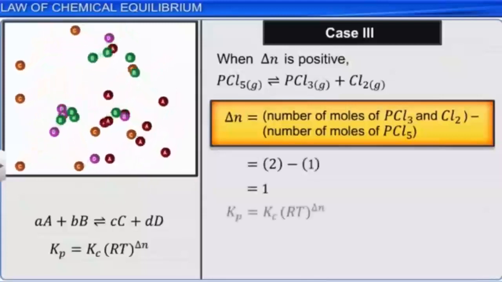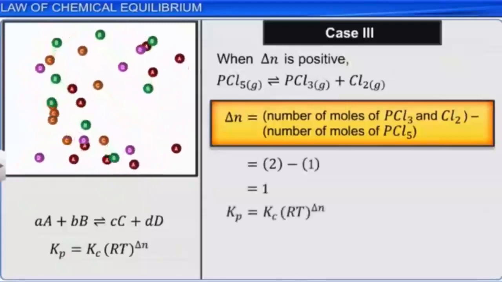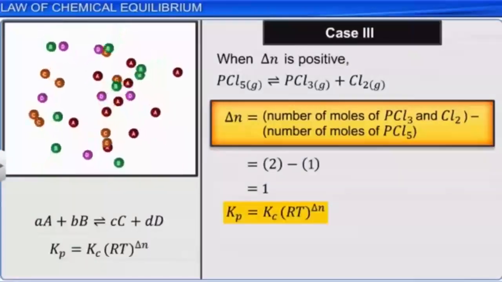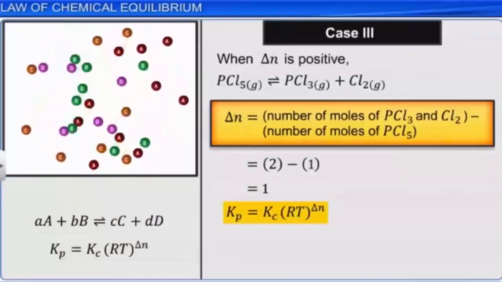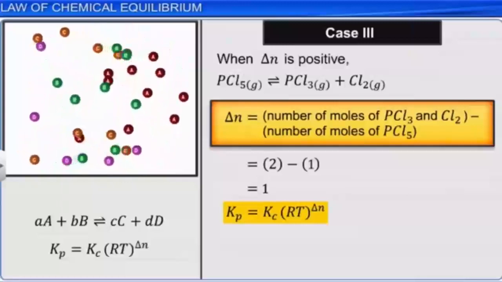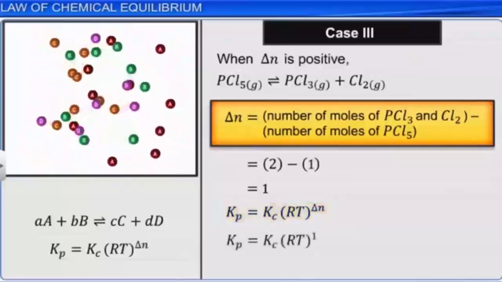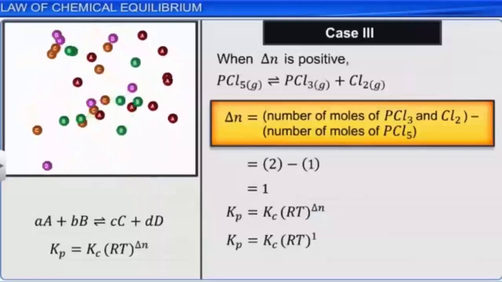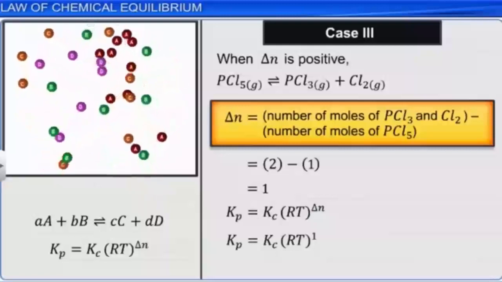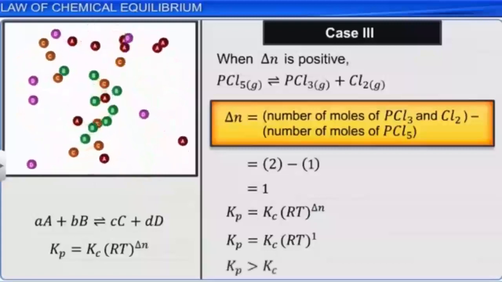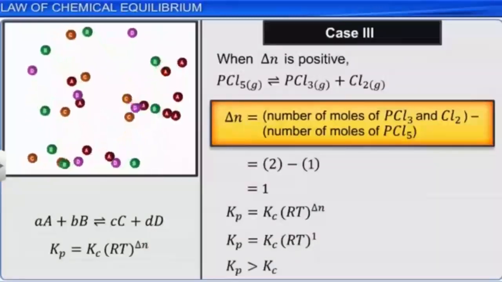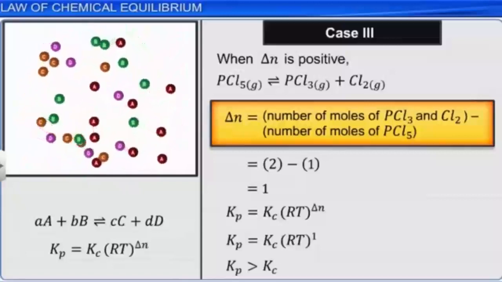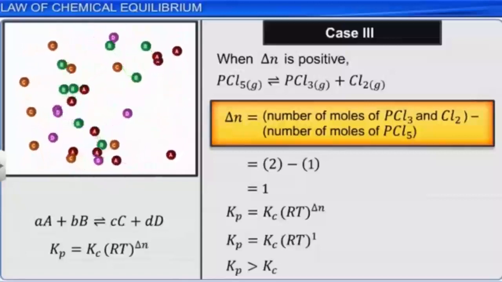Substituting the value of delta N in the equation, Kp is equal to Kc multiplied by the product of R and T raised to the power of delta N. We get Kp is equal to Kc multiplied by the product of R and T raised to the power of 1. Therefore, for reactions in which delta N is positive, that is, where the number of moles of gaseous products is more than the number of moles of gaseous reactants, Kp is greater than Kc.